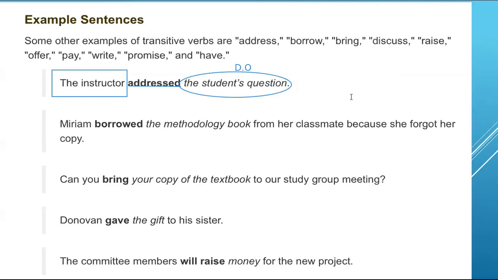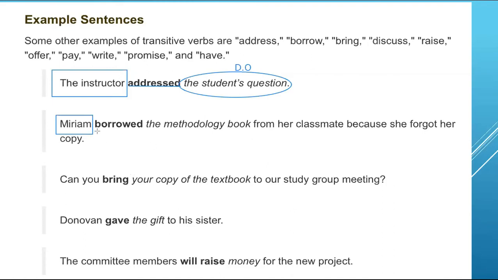Direct object. That's the question, to have our direct object. Number two. Who is in number two in charge? Alejandro, subject of this sentence. Borrow. No, Miriam. Miriam is our subject.